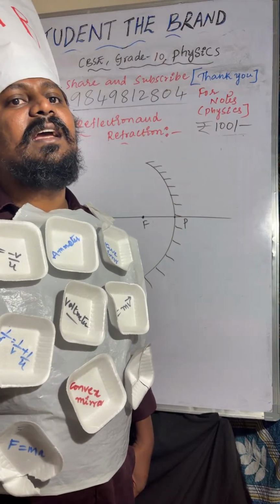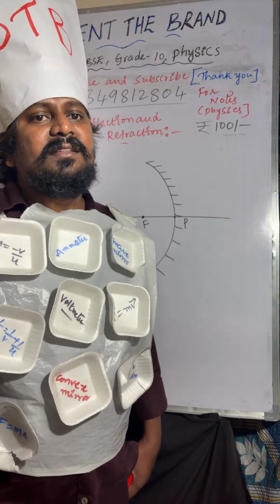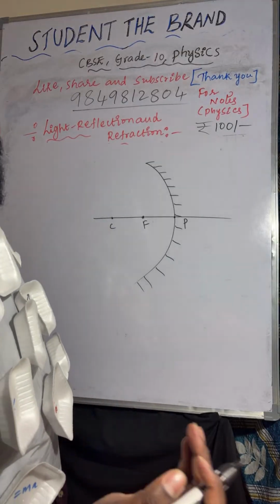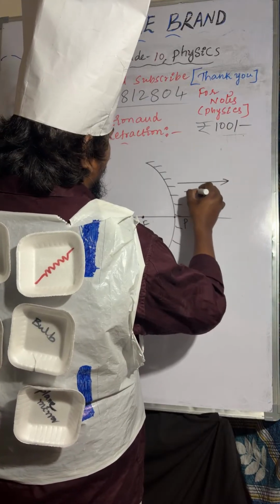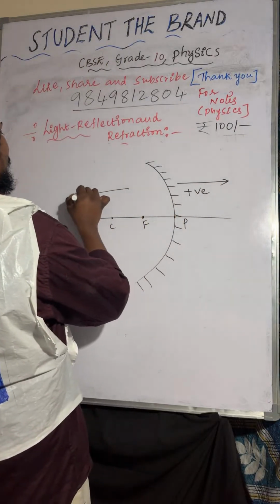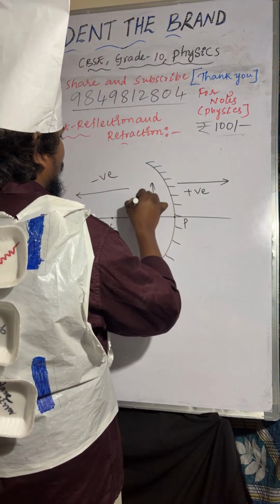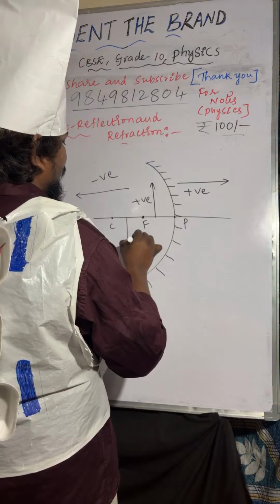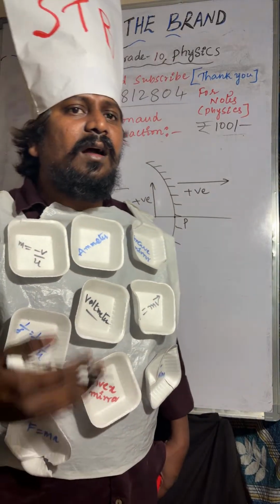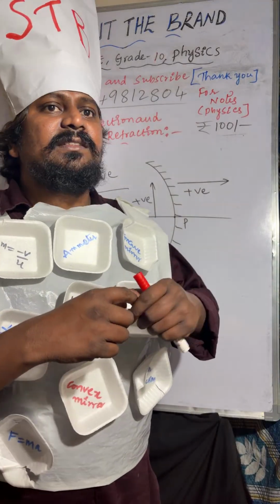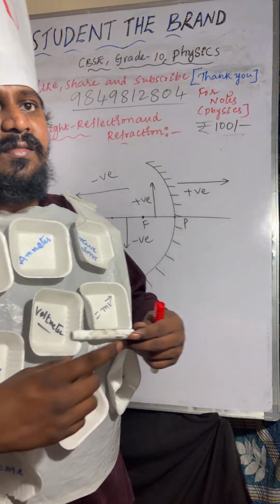New Cartesian sign convention. So in the direction of incident rays, all are positive. Opposite to incident rays, all are negative. Above the principal axis, all are positive, and below the principal axis, all are negative. So what are those? Object distance, image distance, focal length and radius of curvature.